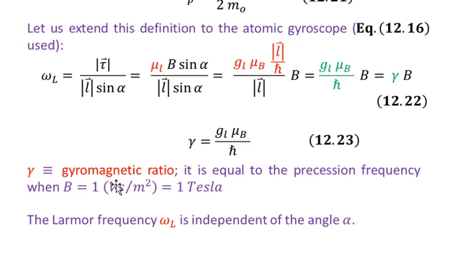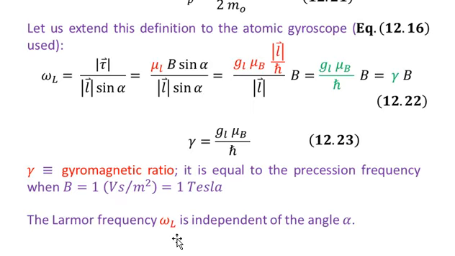This gamma is known as the gyromagnetic ratio. It is equal to the precession frequency when B is equal to 1 Tesla. So you see that if you put B equal to 1 Tesla in equation number 22, omega L becomes equal to this quantity gamma. So gamma is the gyromagnetic ratio, and it becomes equal to the precession frequency or Larmor frequency when the applied magnetic field is equal to 1 Tesla. So that's why gamma is very important.